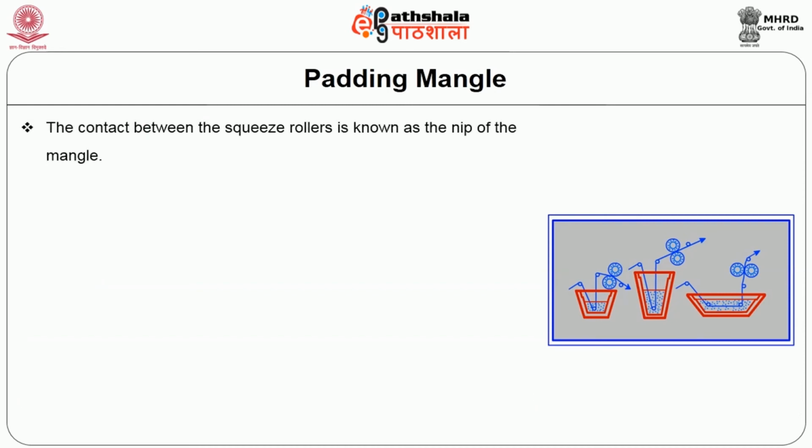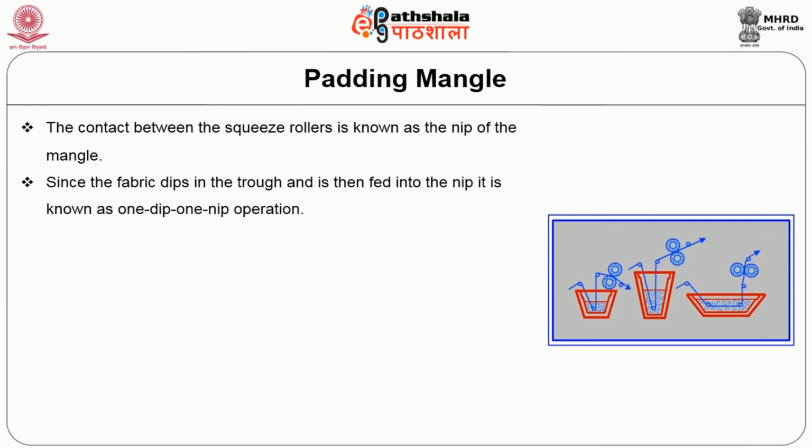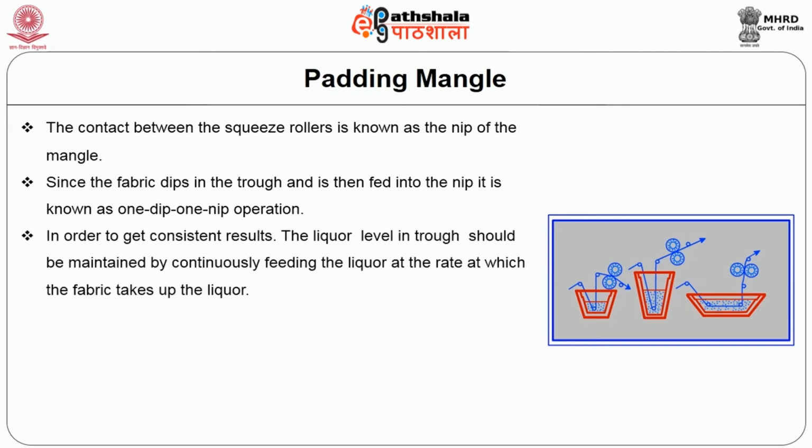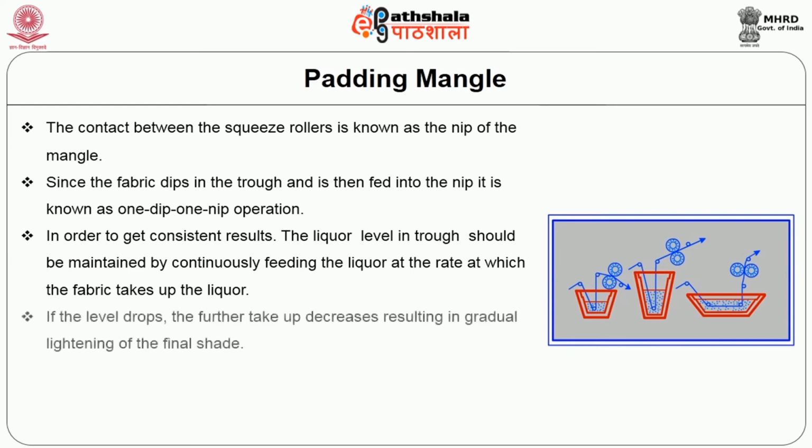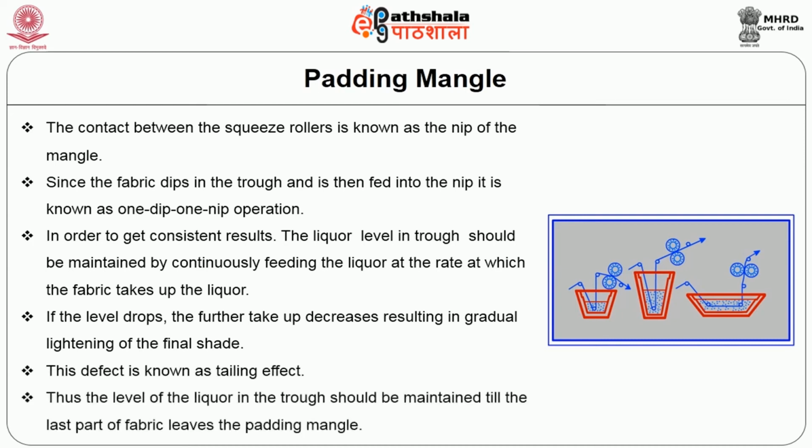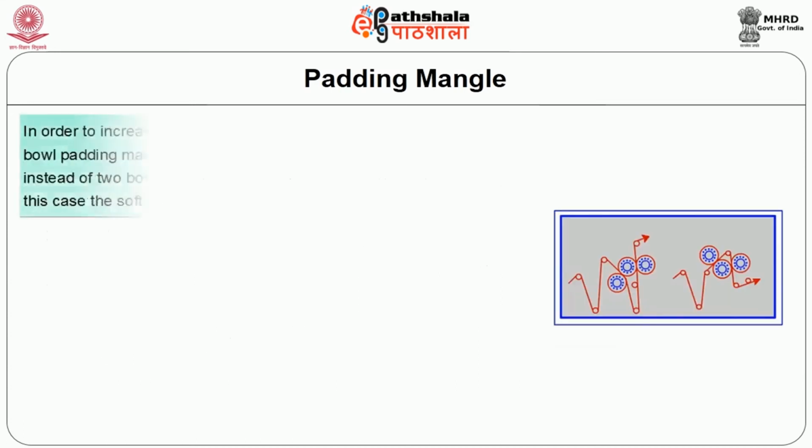The contact between the squeeze rollers is known as the nip of the mangle. Since the fabric dips in the trough and is then fed into the nip, it is known as one-dip, one-nip operation. In order to get consistent results, the liquor level in the trough should be maintained by continuously feeding the liquor at the rate at which the fabric takes up the liquor. If the level drops, the further take-up decreases, resulting in gradual lightening of the final shade. This defect is known as tailing. Thus, the level of the liquor in the trough should be maintained till the last part of the fabric leaves the padding mangle. So, in the diagram, you can see a 2-bowl padding mangle.